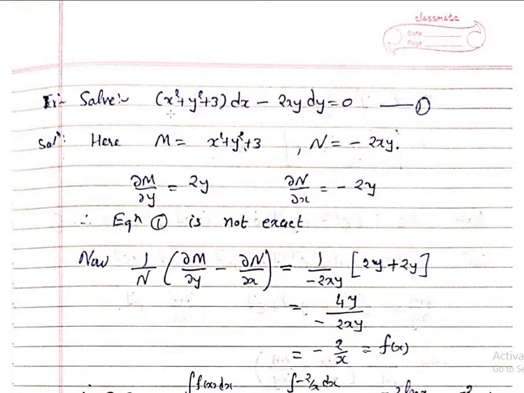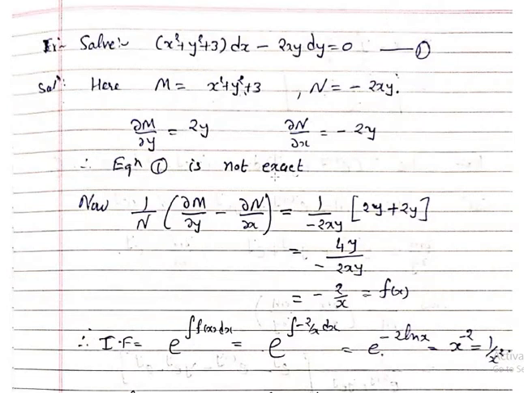So what we are going to do, first we are going to check out whether it is exact or not. So M is equal to x square plus y square plus 3, N is equal to minus 2xy. Derivative of M with respect to y, that is 2y. Derivative of N with respect to x, that is minus 2y. So plus and minus sign is there, so difference we have, that means it is not exact.